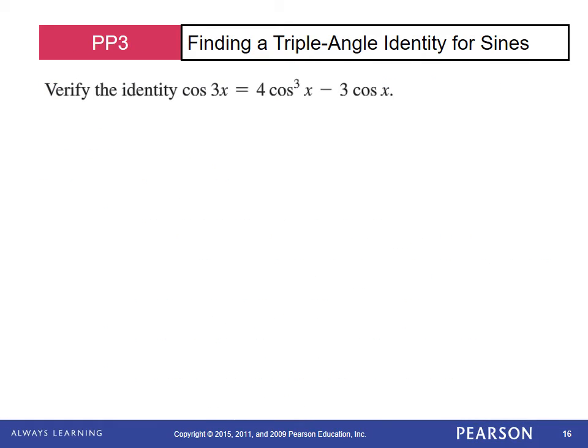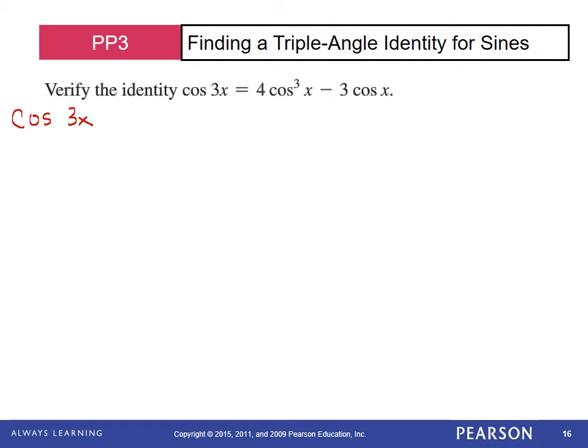All right, our practice problem number 3 is, can we verify that tripling an angle and getting the cosine value for it is this formula right here? So it's going to be taking the cosine value, taking it to the third power, multiplying by 4, subtracting 3 times the original cosine value. That's what gives us the tripling of an angle and taking the cosine of it. So let's go for it here.